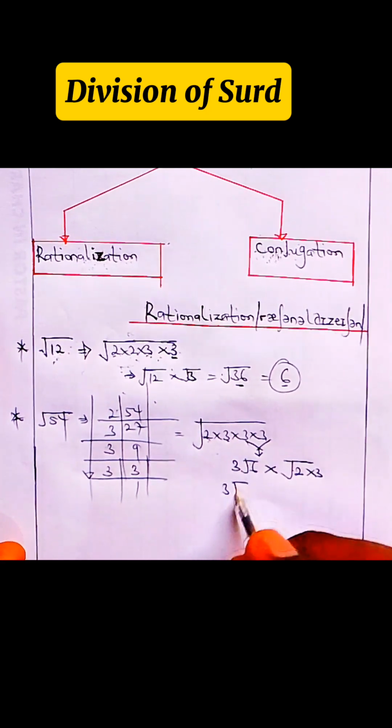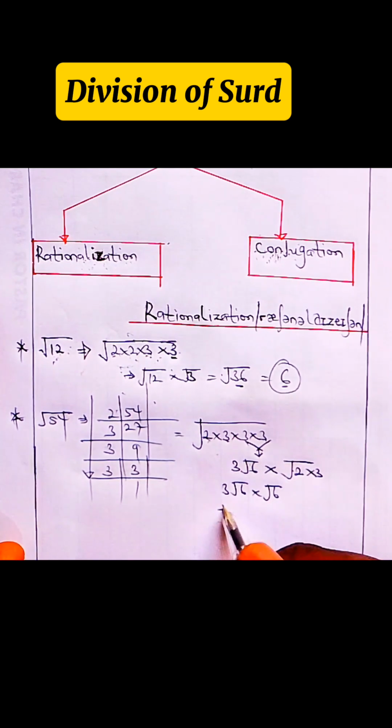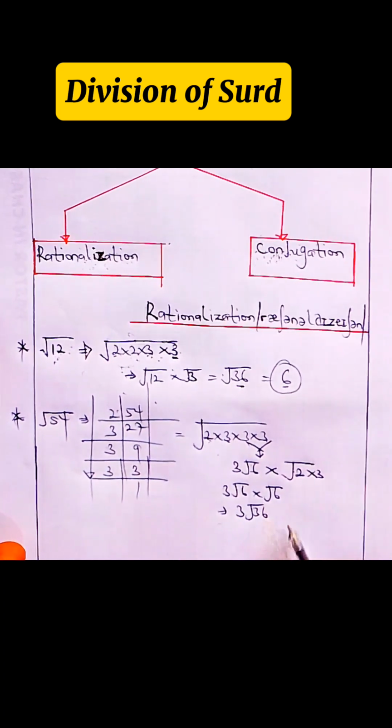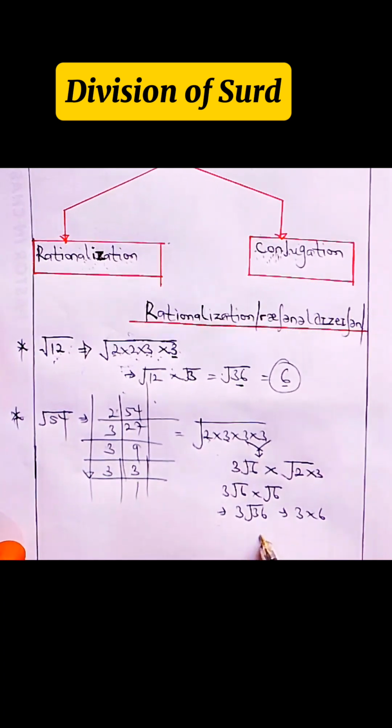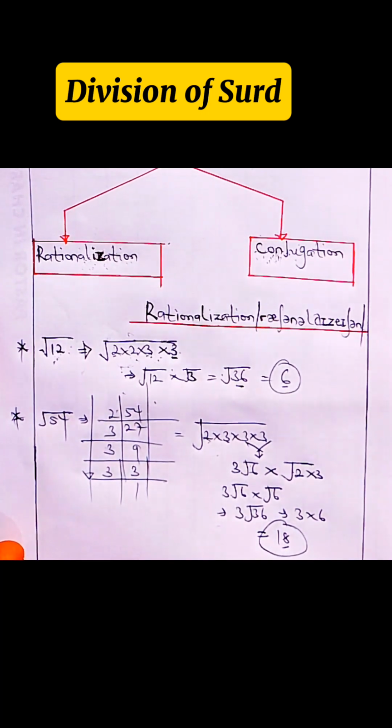So we end up having 3 root 6 times root 6. What do you have there? 3 root 6 times root 6 is 3 root 36, which in turn is 3 times 6. We end up having 18. So this is how to rationalize.